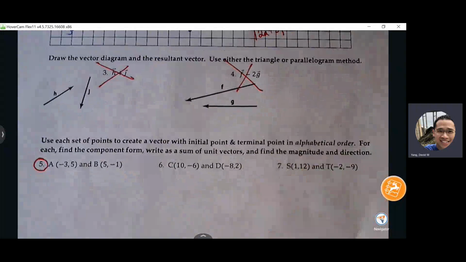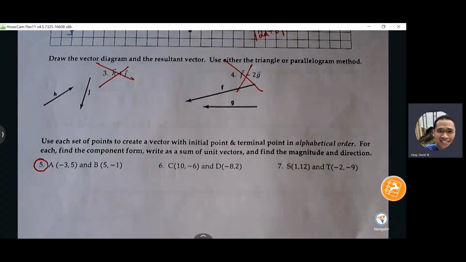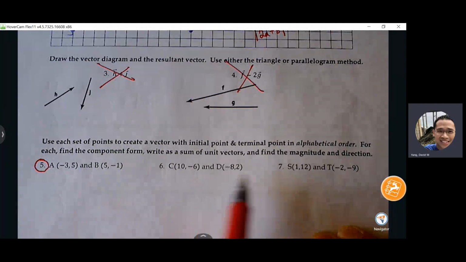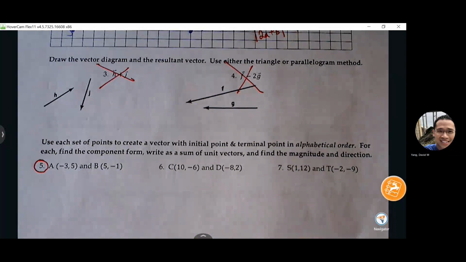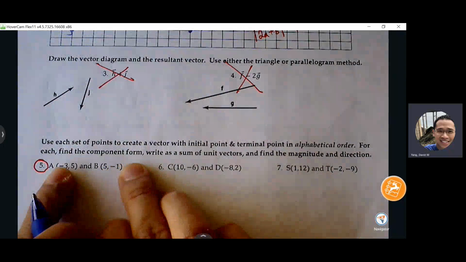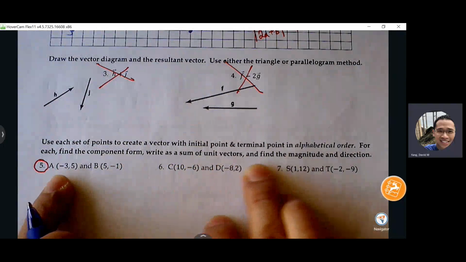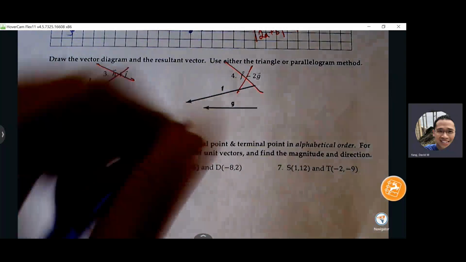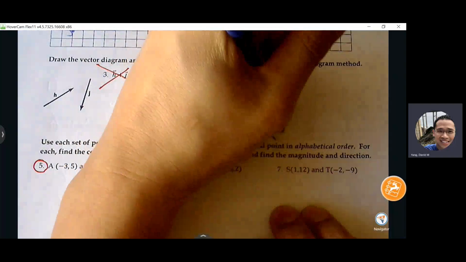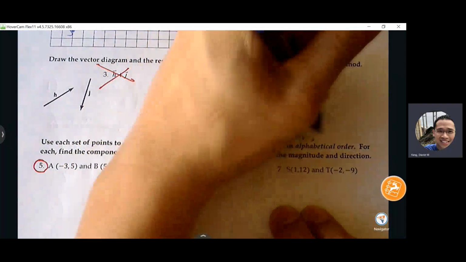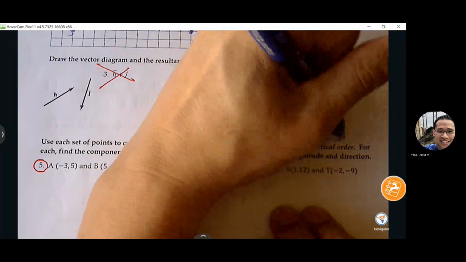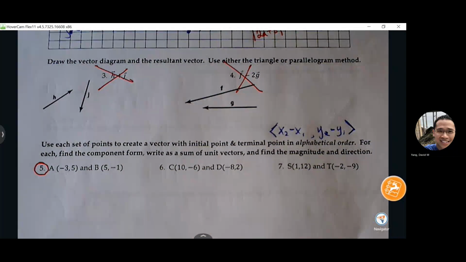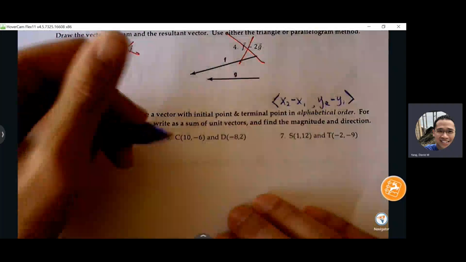Okay, so number 5. Use each set of points to create a vector with initial point and terminal point in alphabetical order. So in this case, we're going to start at A and go to B, start at C and go to D, start at S and go to T. So for each, find the component form, write as a sum of unit vectors, and find magnitude and direction. So remember, if we wanted to get from ordered pair to vector form or component form, it's this formula, right? X2 minus X1, Y2 minus Y1. Okay, right now we'll just do number 5.